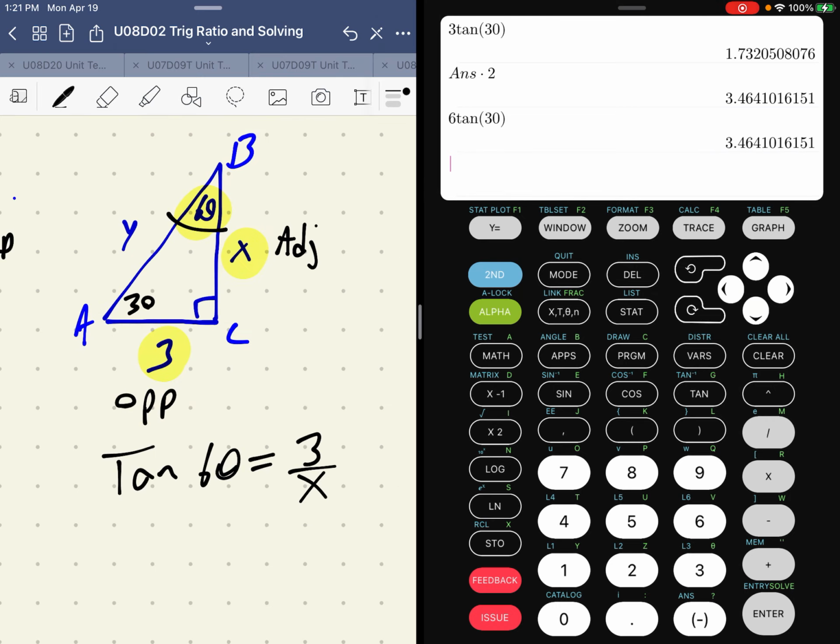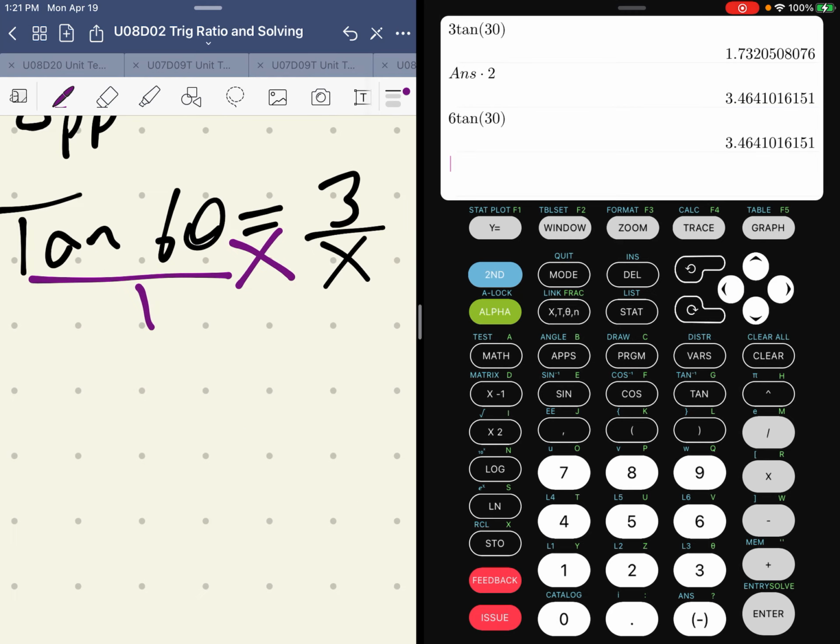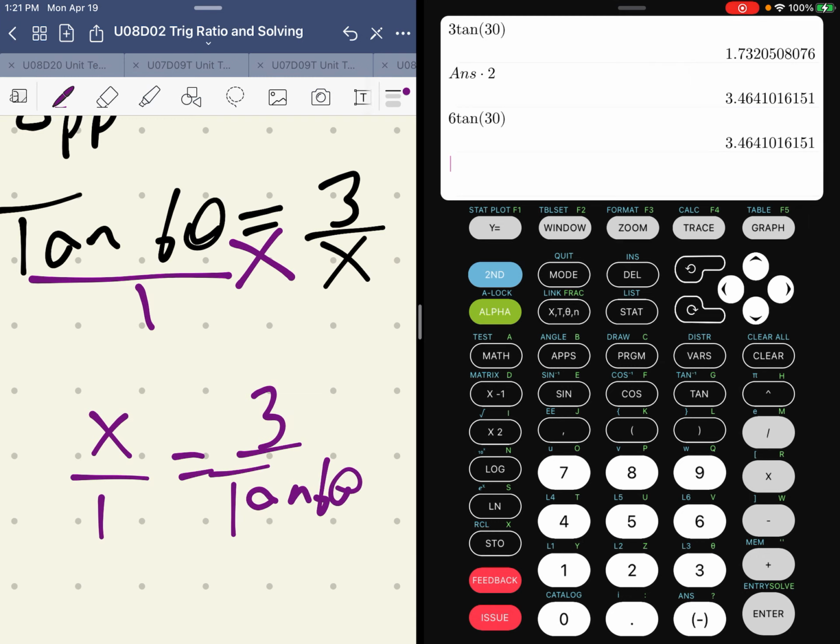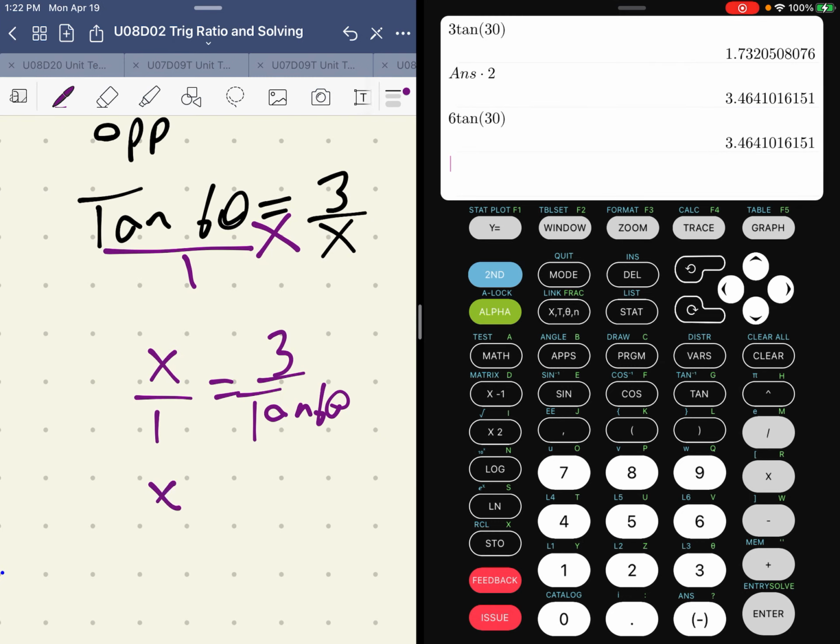3 over x. In this case, I'm going to use a little shortcut to help me solve for x. If you cross multiply, it doesn't matter which things are on which part of the cross, so I'm just going to switch the x with the tangent of 60. It's going to be an equivalent equation, and I'll get x over 1 is equal to 3 over tangent of 60. So now I just have to write 3 over tangent of 60 in my calculator, and I'll get the value of x.